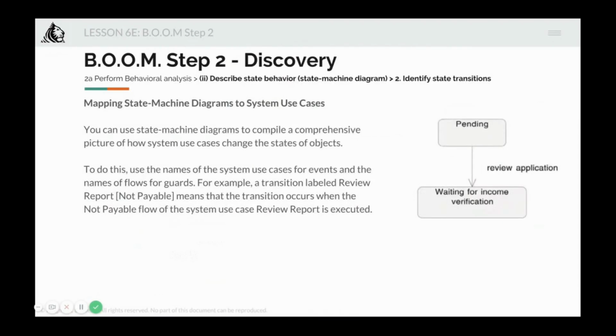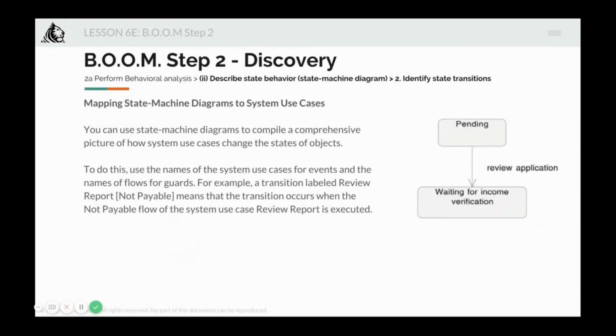An important aspect here is mapping state machine diagrams to system use cases. You can use state machine diagrams to compile a comprehensive picture of how system use cases change the states of objects. To do this, use the names of the system use cases for events and the names of flows for guards. For example, a transition labeled review report with square brackets not payable means that the transition occurs when the not payable flow of the system use case review report is executed, right?